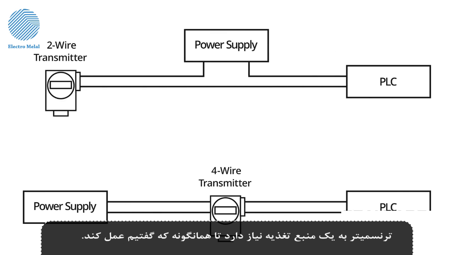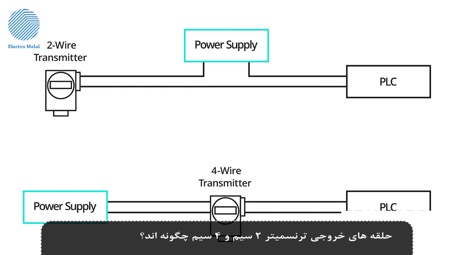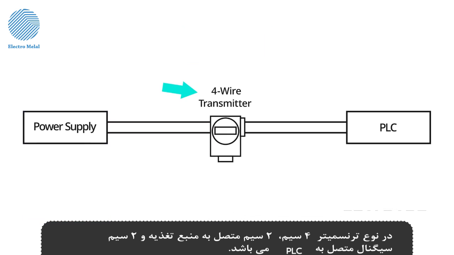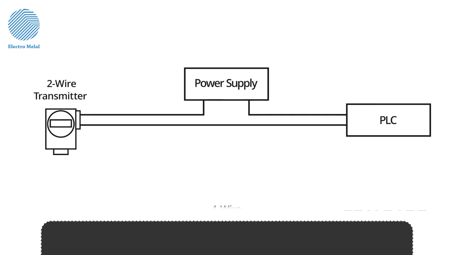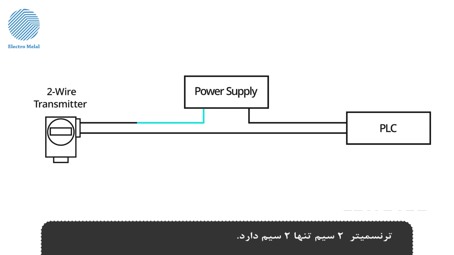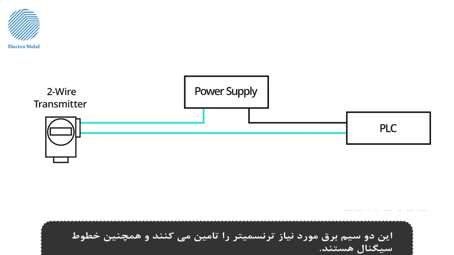A transmitter requires a power supply to operate, as discussed in our video, what are 2-wire and 4-wire transmitter output loops. A 4-wire transmitter has 2 wires connected to a power supply, and 2 signal wires connected to the PLC. The power supply can be AC or DC, depending on the vendor and model. A 2-wire transmitter has only 2 wires. These 2 wires provide power for the transmitter and are also the signal lines.